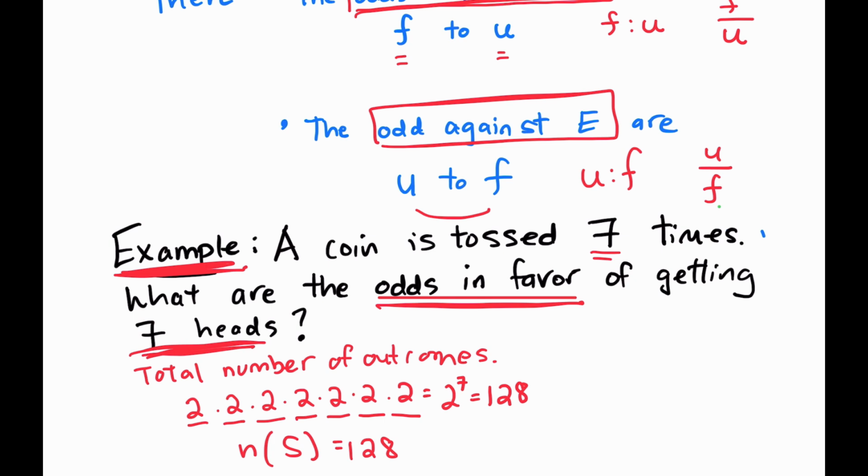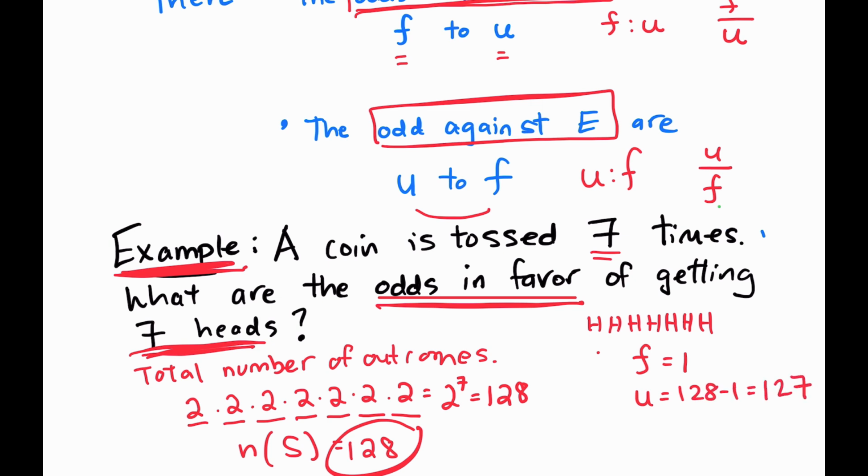How many of those outcomes are favorable to getting 7 heads? Well, there's just one, right? It's just heads, heads, heads, heads, heads, heads, heads. That's it. So the number of things that are favorable is just 1. And then everything else, we have 128 minus 1. So the unfavorable would be everything else, and that's 127.